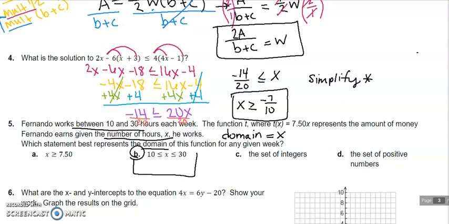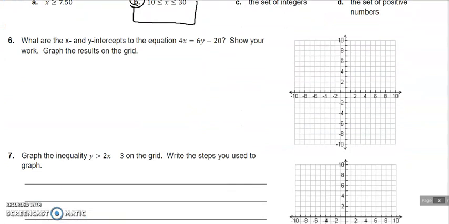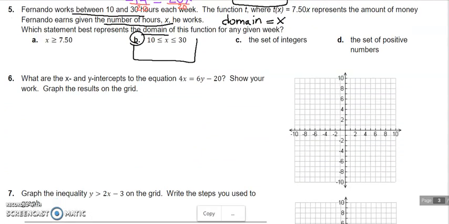All right, number 6. What are the x and y intercepts to the equation? Show your work, graph the results on the grid. Okay, so for number 6, we're going to go ahead and start a new video since we're getting close on our time limit here. So video 1 is just numbers 1 through 5.